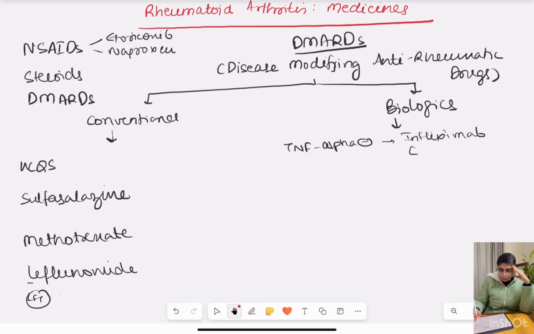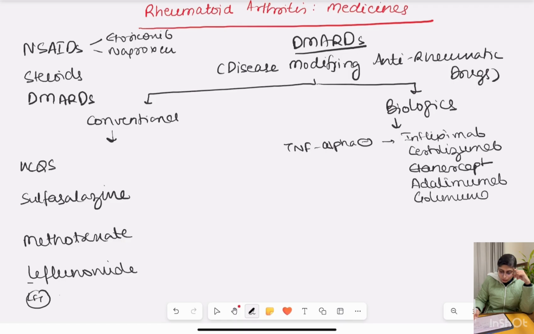I hope you have the notes for these lectures. I have also put my notes in the link. So one is infliximab, certolizumab, etanercept, adalimumab, and golimumab. Now we know whenever a medicine ends with mab, it's a monoclonal antibody.